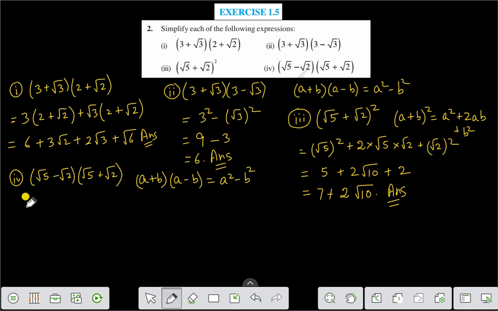Therefore, we are getting root 5 whole square minus root 2 whole square. Root 5 whole square is root 5 into root 5 is 5. And root 2 into root 2 is 2. 5 minus 2, that is equal to 3. And that is the answer. Therefore, we are getting the value as 3.